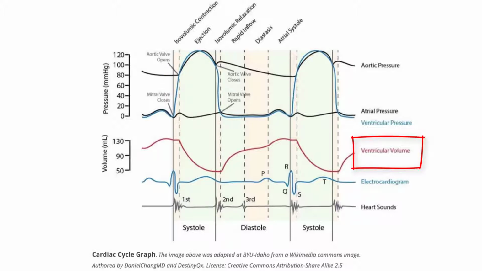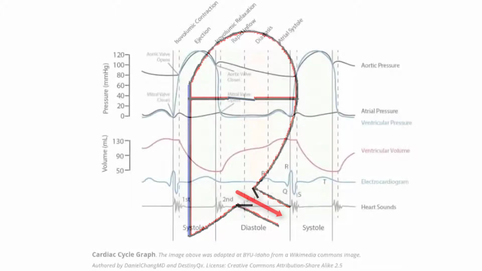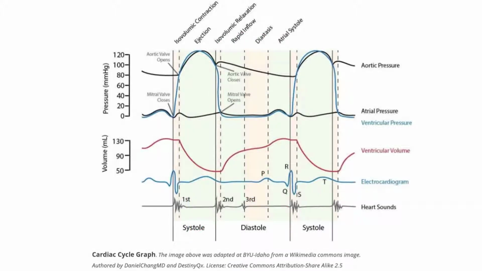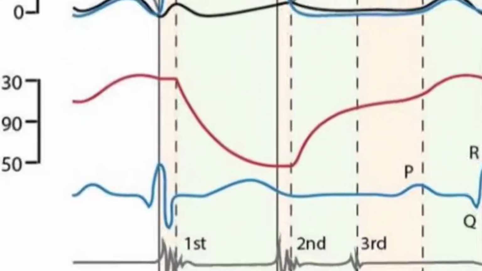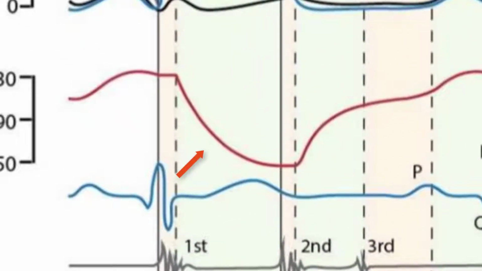What would you expect the ventricular volume to do as soon as the aortic valve is able to be pushed open? Blood's leaving. Well, it's pretty straightforward. You got it. It's going to be decreasing. And sure enough, when we take a look at the graph, that's exactly what we see right here.